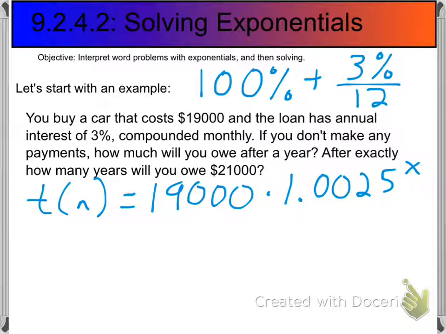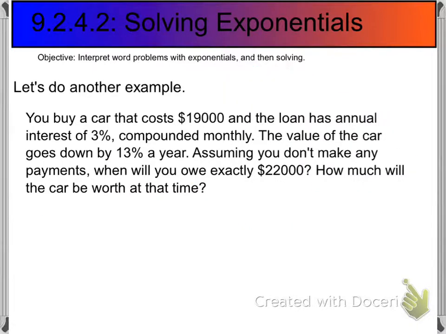I'm going to skip the recursive form. If you don't make any payments, how much will you owe in a year? Just plug in 12 for, whoops, it should be n. Plug in 12 for n, and you'll get that amount. After exactly how many years will you owe that? You can't answer that exactly, but you can keep going down the line, guessing and checking, or typing it into your calculator and scrolling down until you see when it's 21,000. Another example.